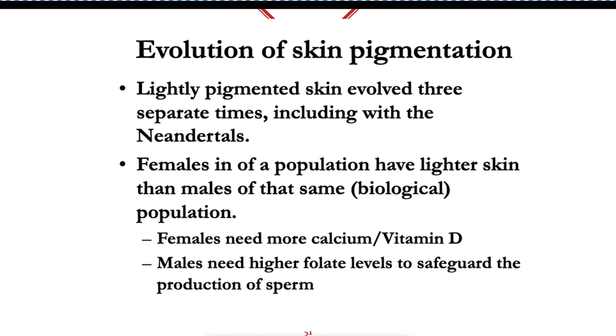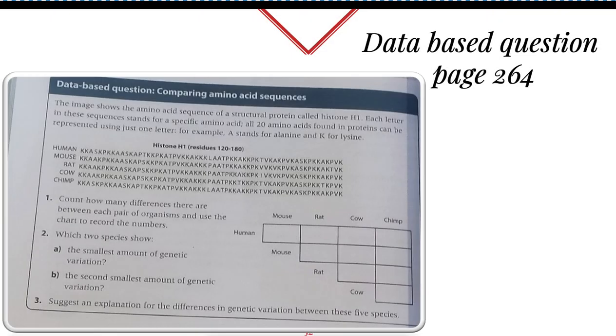And the evolution of skin pigmentation: lightly pigmented skin evolved three separate times, including with the Neanderthals. Females in a population have lighter skin than males of the same population. Females need more calcium and vitamin D than males, and males need higher folate levels to safeguard the production of sperm. Now we've got a database question on page 264.